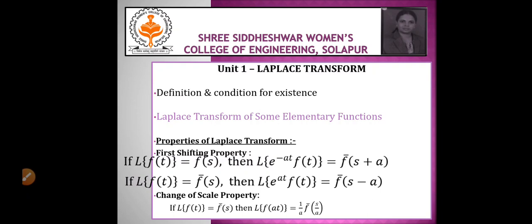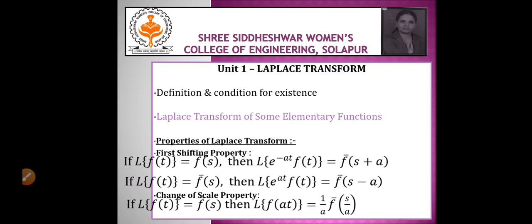Then the second property we have seen, that is the change of scale property, and its statement is if L of f of t equal to f bar of s, then L of f of a t equal to 1 upon a f bar of s upon a.